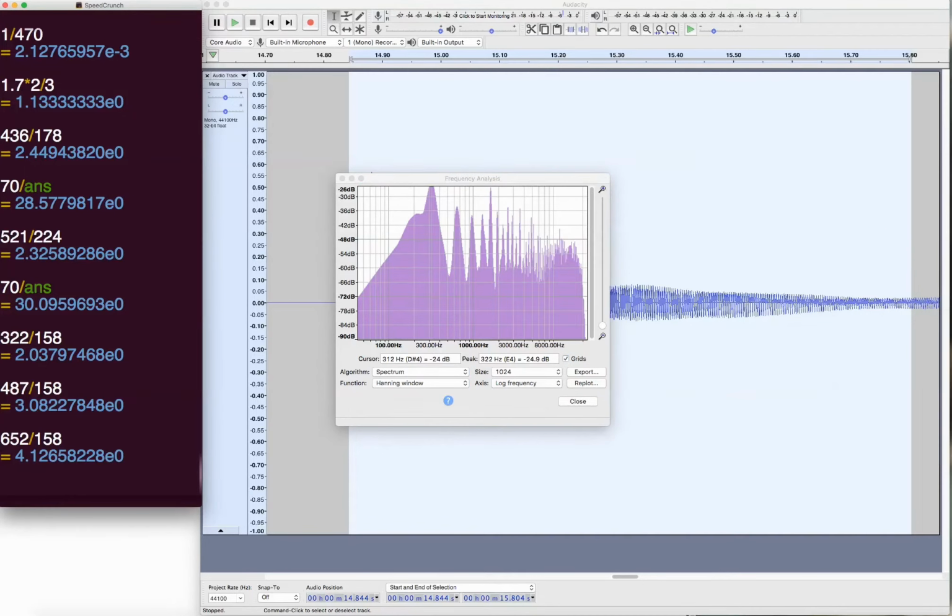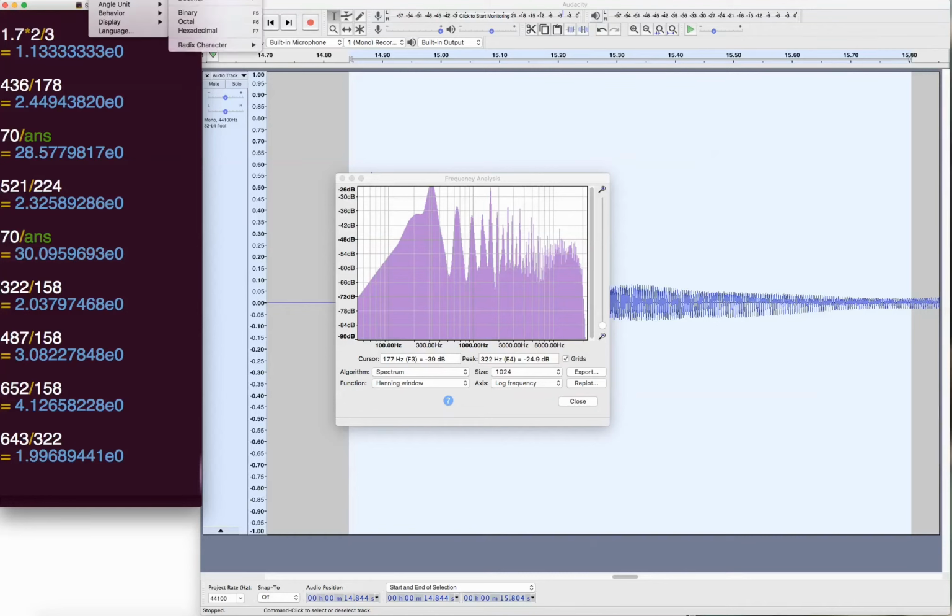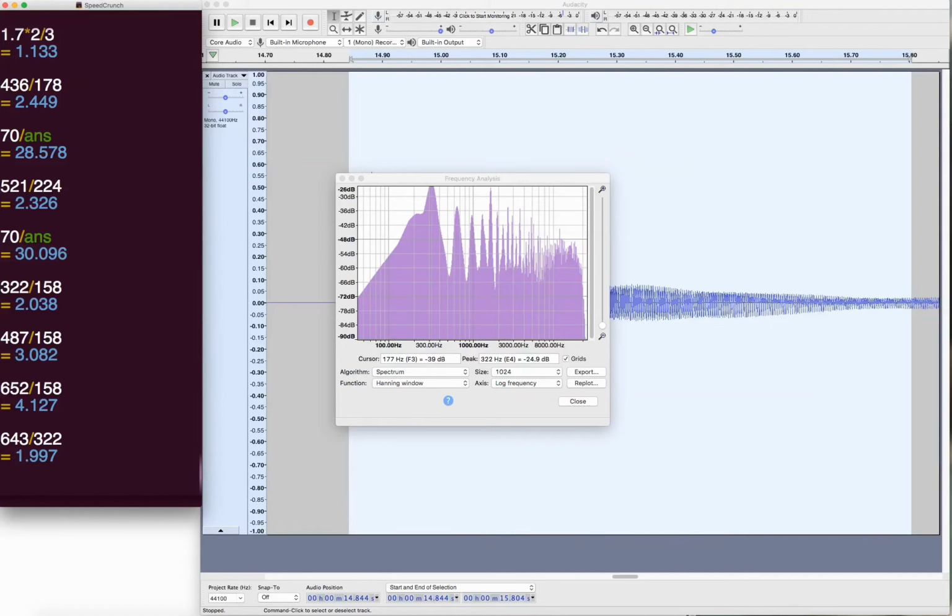So if I do 643 and divide this by the peak over here, 322, it looks like I get 1.997, right? That's pretty good. If you're not familiar with this E notation here, I'll change it to a general notation, and we don't need quite so many digits of precision. There we go, 1.997. So that's interesting. That must mean that this one is a second harmonic compared with this one.